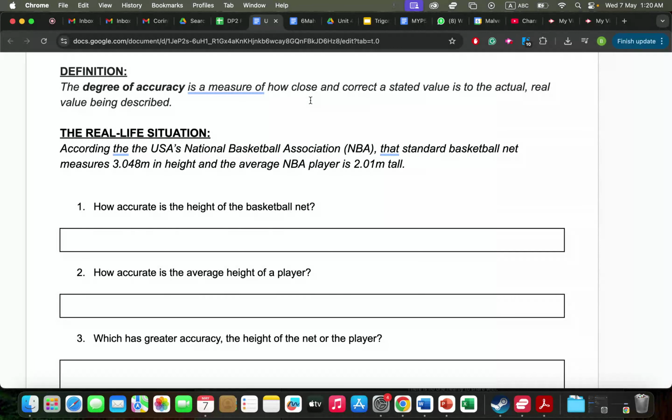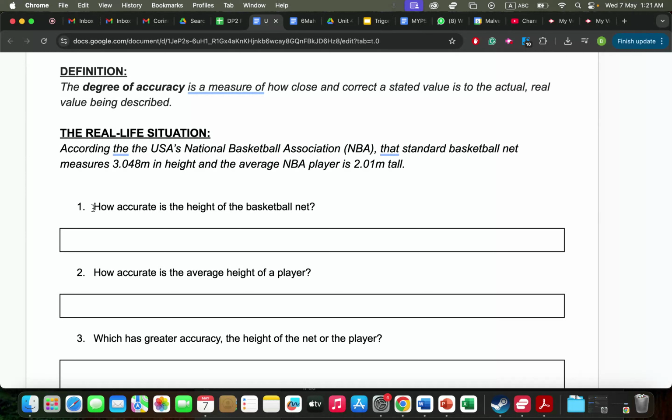Okay, so the scenario that I have here is we are gonna be looking at the standard basketball net, which is a standard height of 3.048 meters, and the average NBA player is about 2.01 meters tall. Now, I've got a first question for you, and I would like you to be able to discern the difference between the height given to you for the basketball net and the height of the average player. We want to see the difference in the numbers that have been given to us.